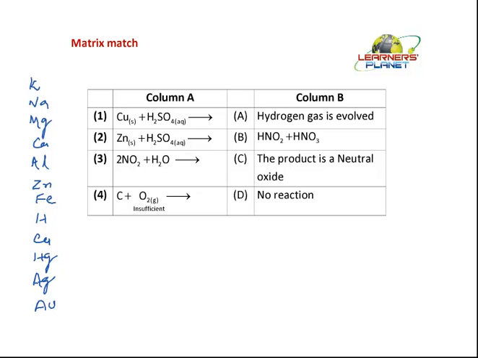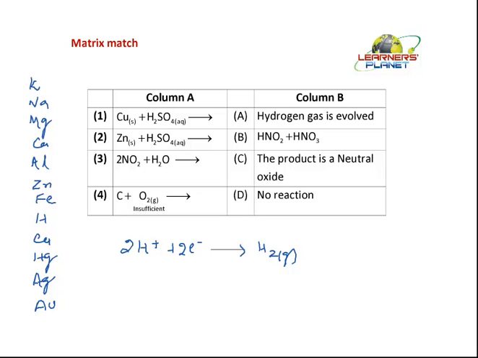Now, where is copper present? Copper is present below hydrogen in the reactivity series. So can it displace hydrogen ions from acids? What does copper have to do to displace hydrogen ions? To displace hydrogen ions, the hydrogen ions should be given electrons. In this case, when they are given electrons, then only will it form H2 gas.